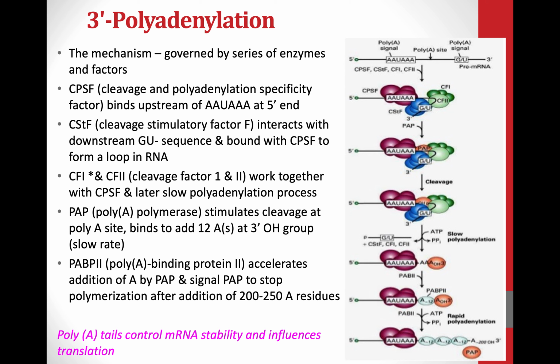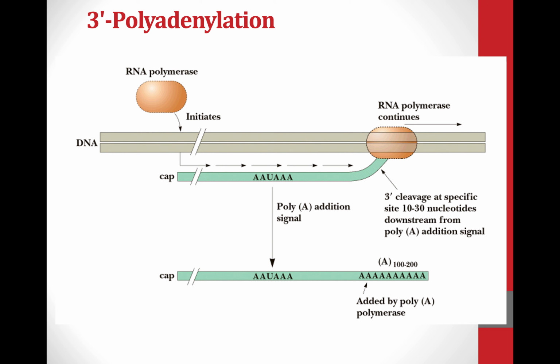Like I said, sometimes the size is 100 to 200, but the most that they have encountered is around 270 A residues. So the poly A tails, again, control mRNA stability and influence translation. Now this is basically just an overview of the polyadenylation diagram.